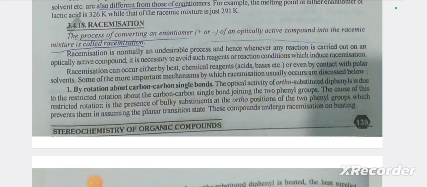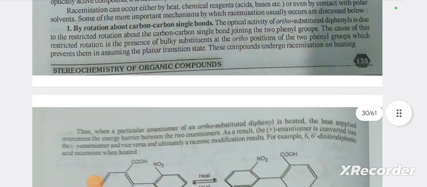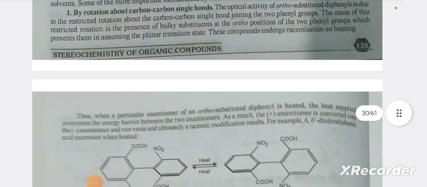Racemization is the process of converting an enantiomer of an optically active compound into the racemic mixture. It is normally an undesirable process, and hence whenever any reaction is carried out on an optically active compound, it is necessary to avoid such reagents or reaction conditions which induce racemization by rotation about a carbon-carbon single bond.